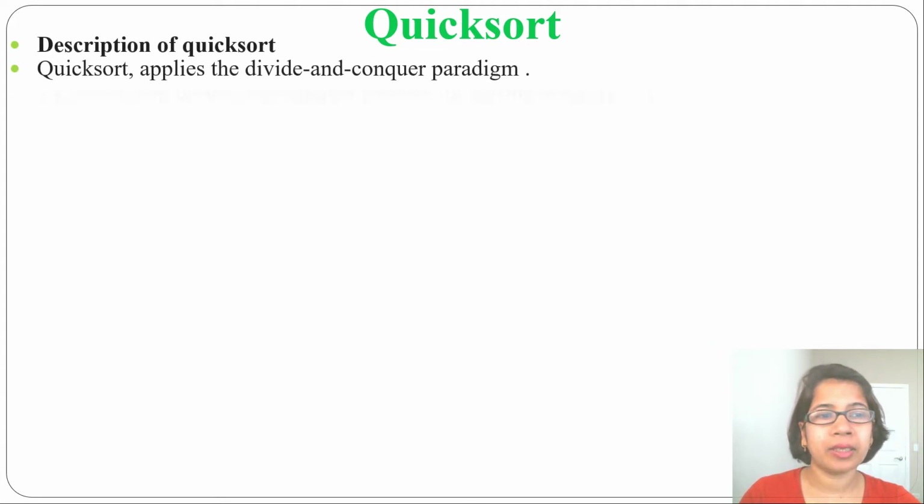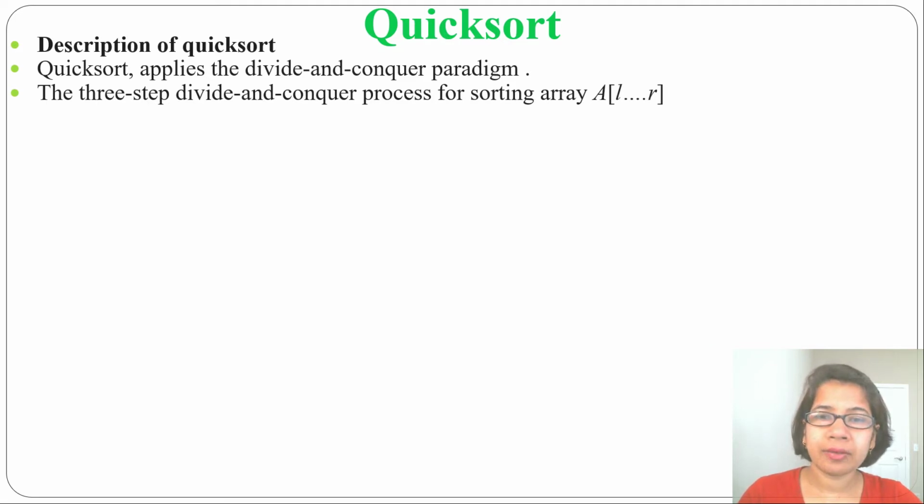Hi, let's discuss quicksort algorithm. I already discussed some sorting algorithms like selection sort and bubble sort, which come under the brute force approach, insertion sort, which comes under the decrease and conquer approach, and merge sort, which is the divide and conquer approach. Quicksort is another sorting algorithm of divide and conquer. So there are three steps: first divide, then conquer, next is combine.